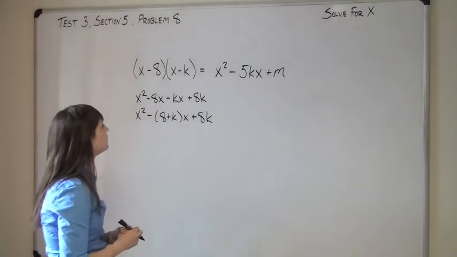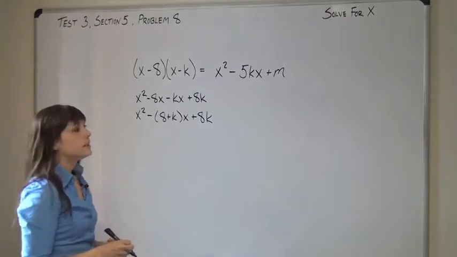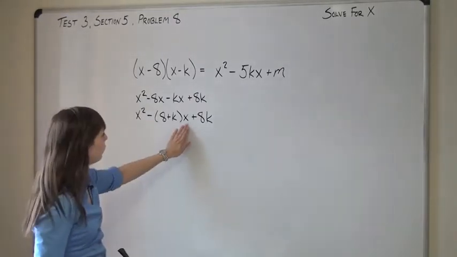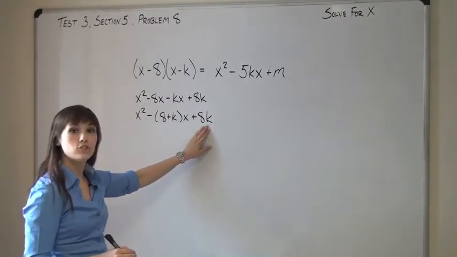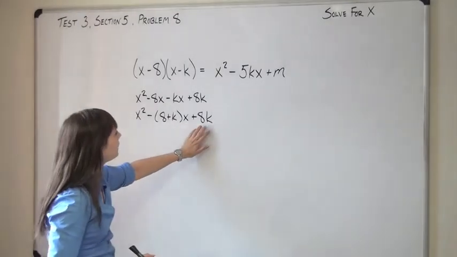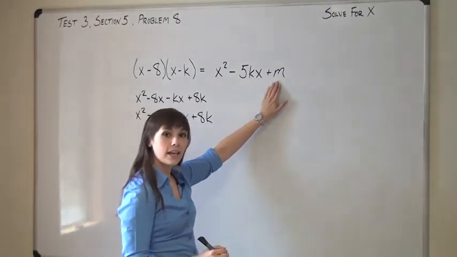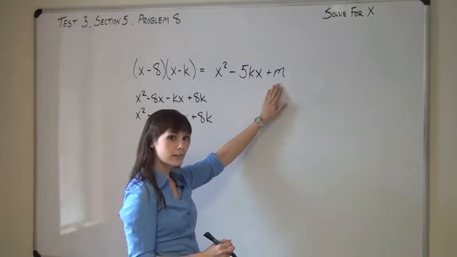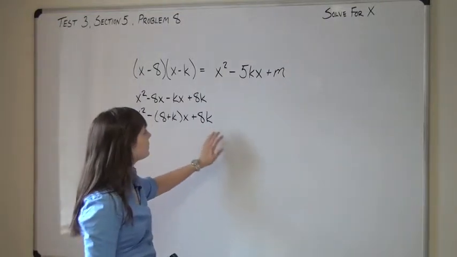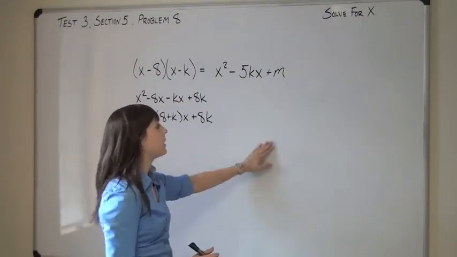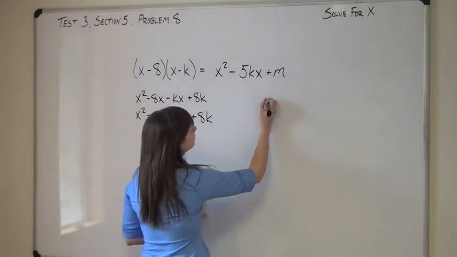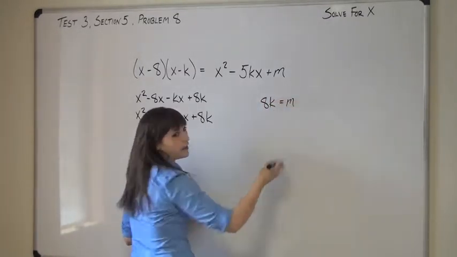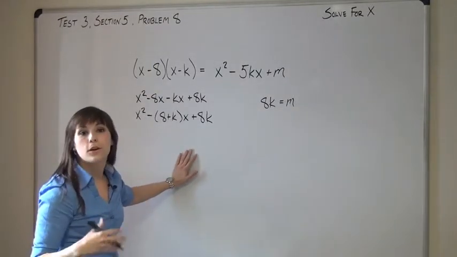little bit more creative. Something you should realize is that only one of these terms is an x squared term, only one has x's, and only one has no x's in it at all. And the constant terms are going to have to match. They're the only part of the equation that doesn't have x in it. So, since the constant terms of these two equations have to match, we know that 8k is equal to m. So we're off to a good start.